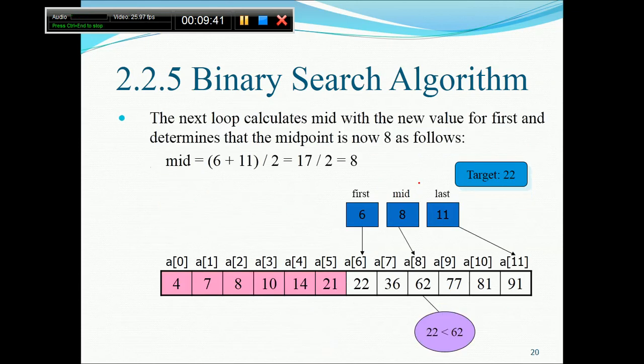Okay, so this is the new first. First is 6, the last will remain 11. So 6 plus 11 is 17, divided by 2. 17 by 2 would be 8.5. We'll take the floor, that is 8. So the middle is 8. We'll go to the middle.